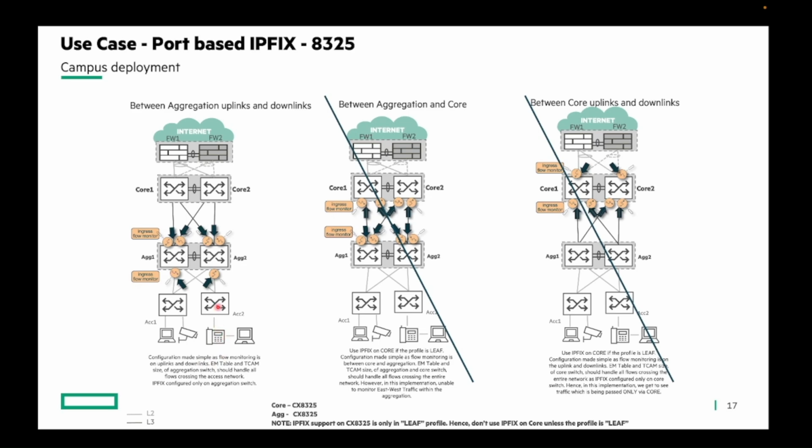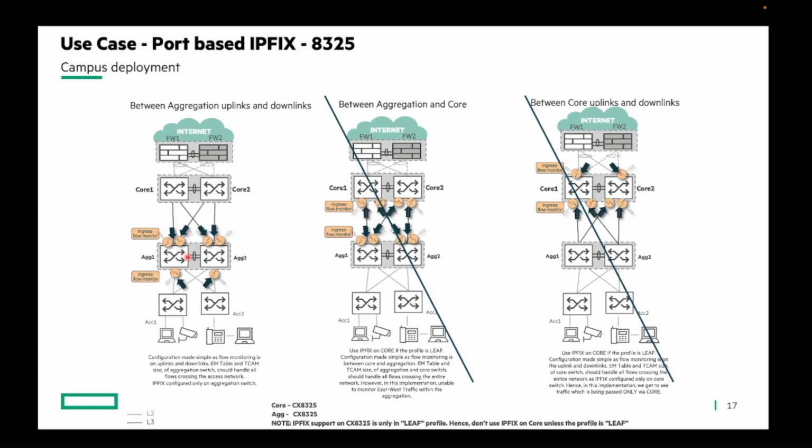The EM table and TCAM size of the aggregation switch now should handle all the flows crossing the access network, right? All of them are getting through this aggregation layer, and since we are monitoring on the downlinks, all of them are getting monitored at this level. So IPFIX is configured only on the aggregation layer in this scenario. So no matter how many access layer switches there are, all of their traffic is seen here.